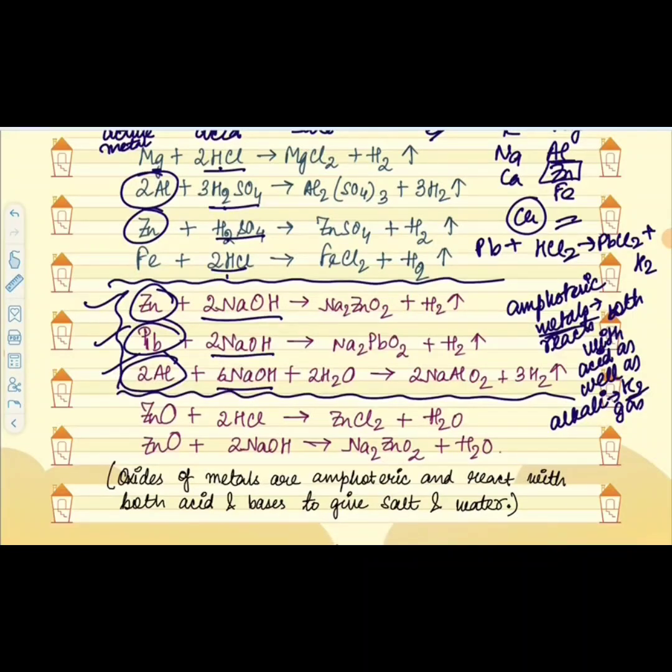So the metals will form hydrogen gas, and a metal oxide will form water. If in this case we had a metal oxide like ZnO, the answer would have been H2O. So if they ask you about an amphoteric metal, the answer will be the direct metal. If they ask you about a metal oxide, just add oxygen to them. That's it. This point is very important. Oxides of metals are amphoteric and react with both acids and bases to give salt and water. Alkalis and bases are almost similar. Alkalis are the bases which are soluble in water.